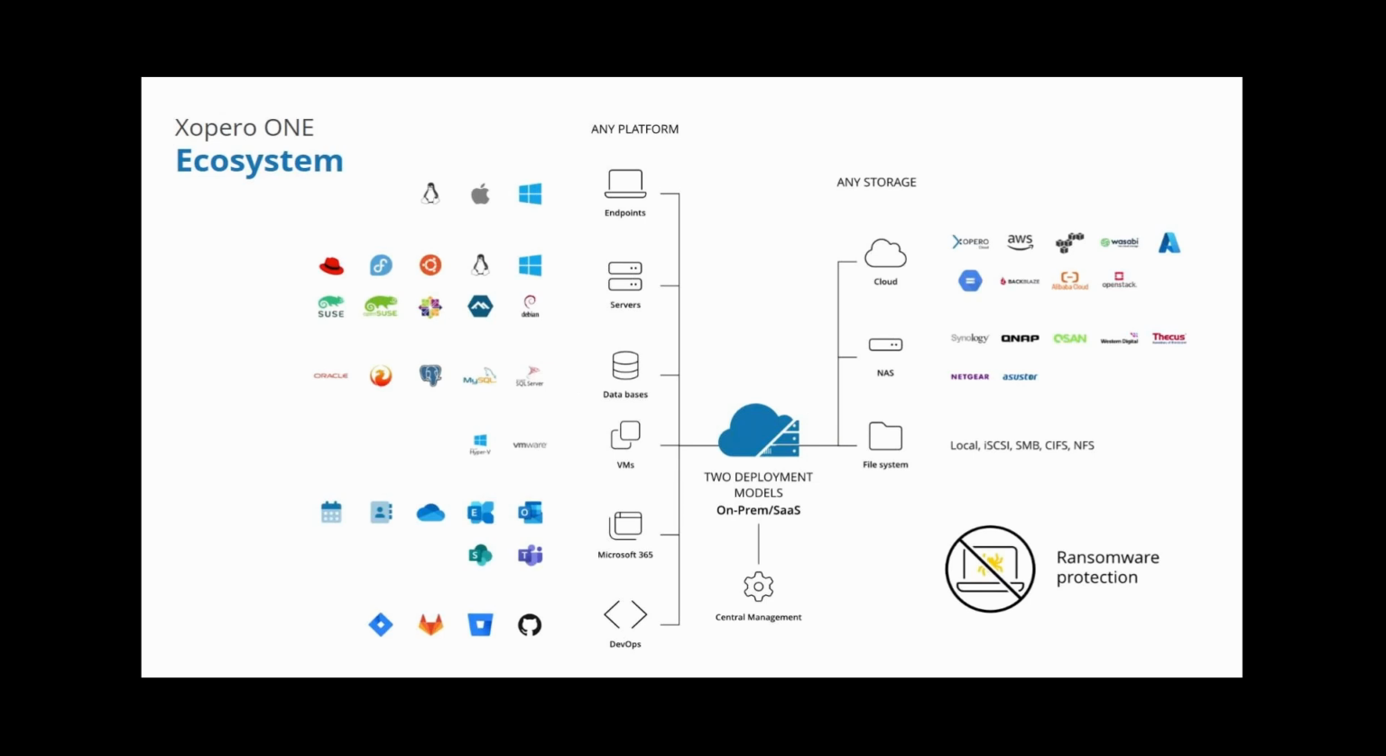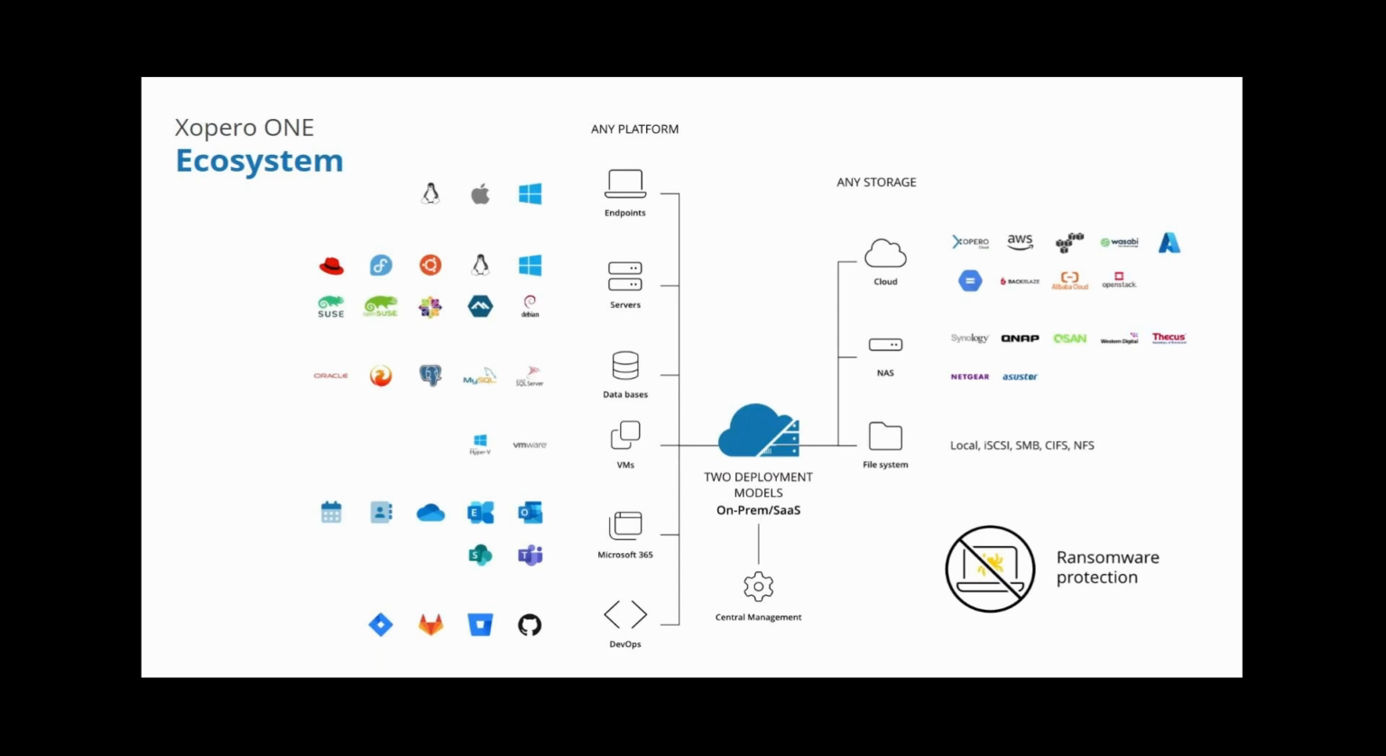I'll just focus on the middle of the slide, on the blue icons depicting our two possible deployment models. As said, all in one console, but it is up to you how that console will be deployed. Our Xopero management console can be installed on premise, so in your customer's infrastructure, but also hosted by us in the cloud. That console gives you power over all backup plans within your infrastructure.